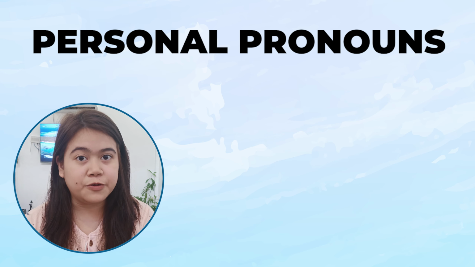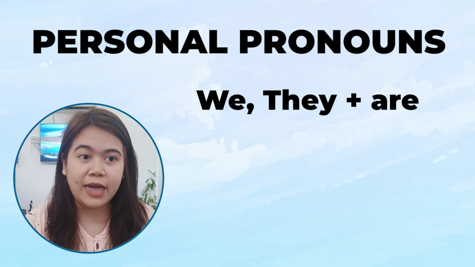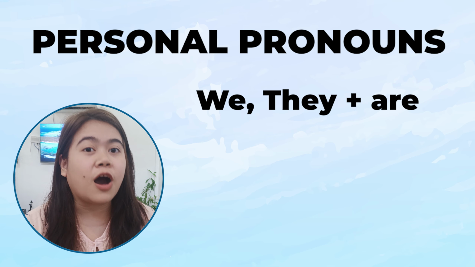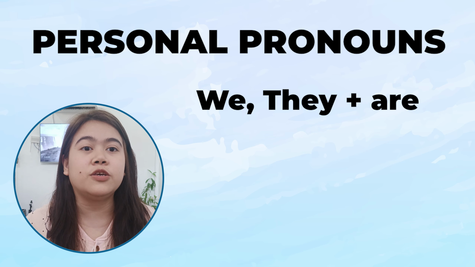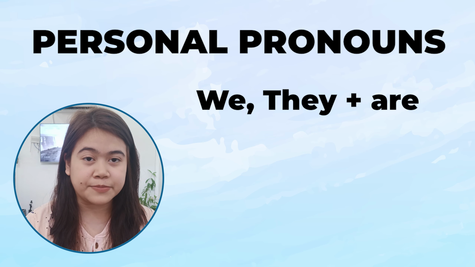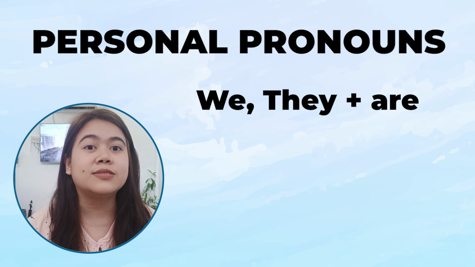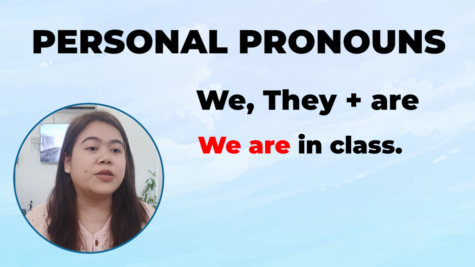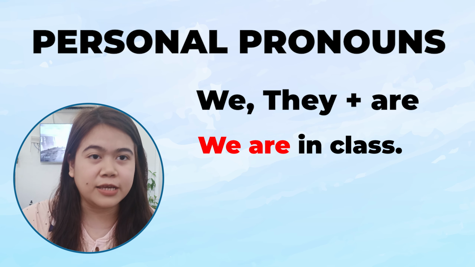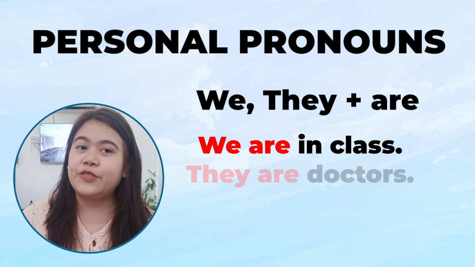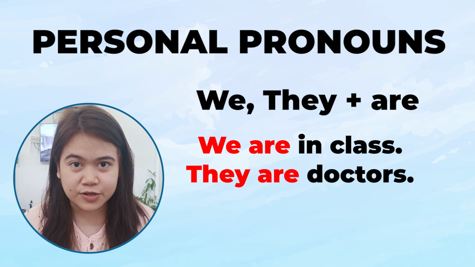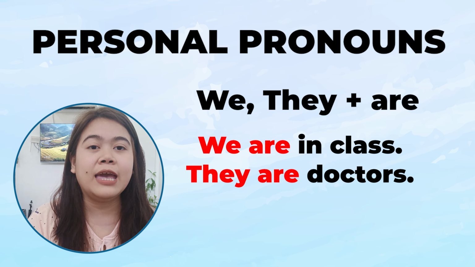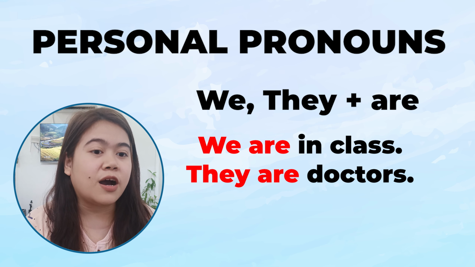The final group, we and they use are. When we talk about yourself and others, we use are. We are in class. Or when you talk about many people or many things, for example, they are doctors. Both we and they use are.